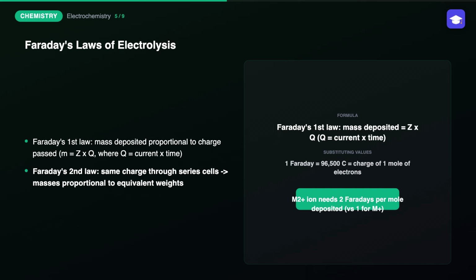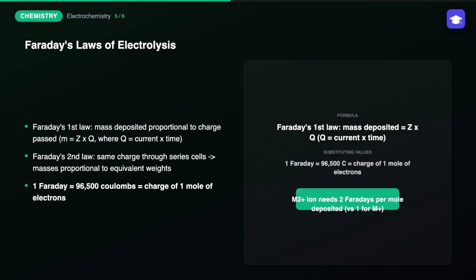Faraday's second law states that when the identical quantity of electric charge is passed through several different electrolytic cells connected in series, the masses of different substances deposited are directly proportional to their own individual chemical equivalent weights. This law is exactly why comparing deposition at two different electrodes in a series circuit is such a classic numerical setup.